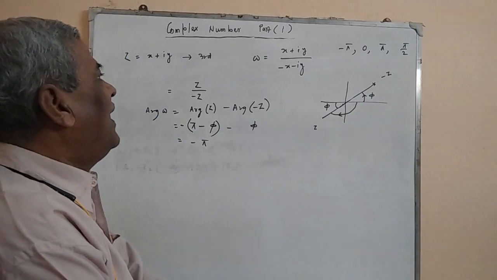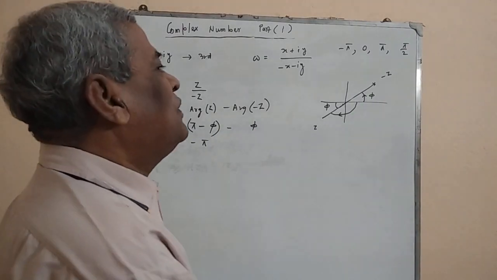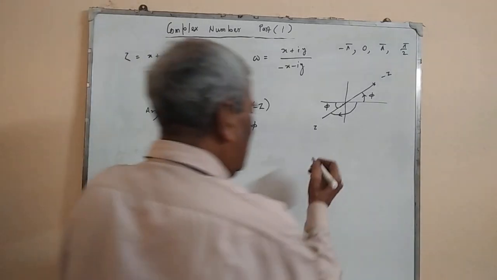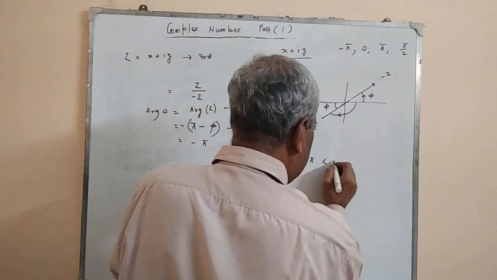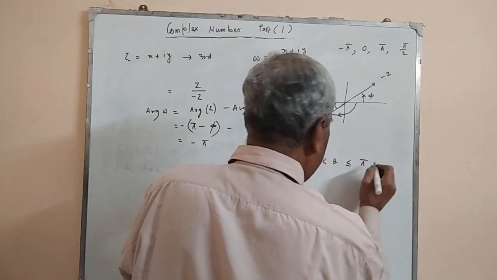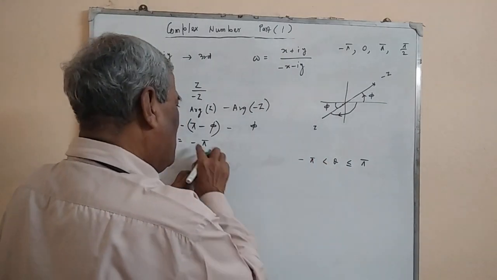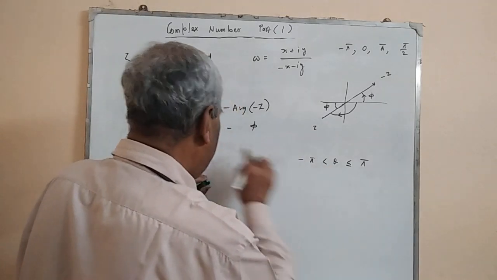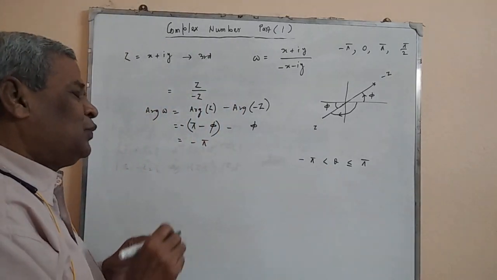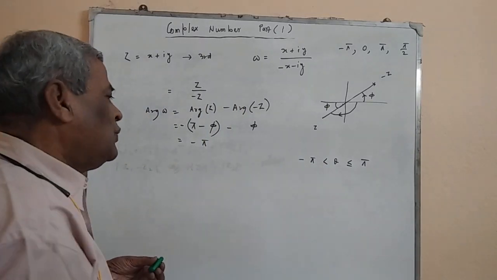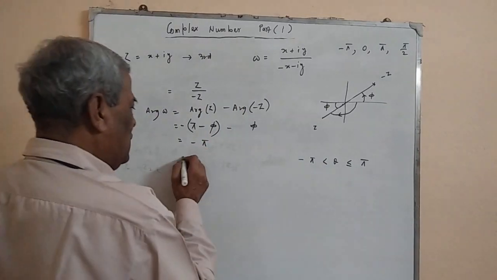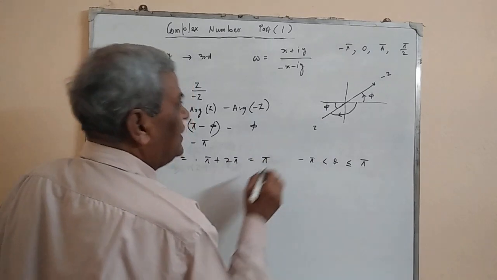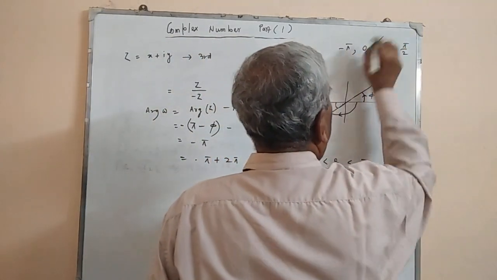But I told you that the principal value of any complex number must lie between minus pi less than theta less than or equal to pi. But actually the argument cannot be equal to minus pi. So we have to add 2 pi with it. So it is equal to pi. So the answer is this, not that.